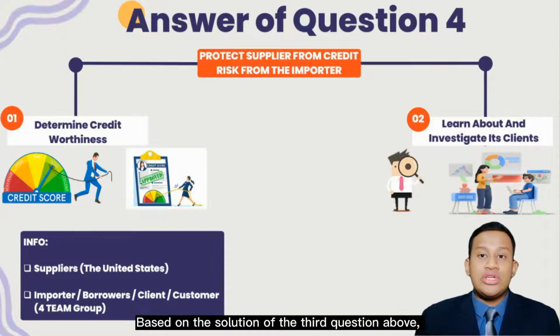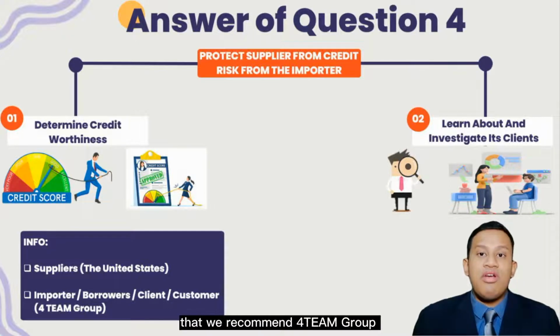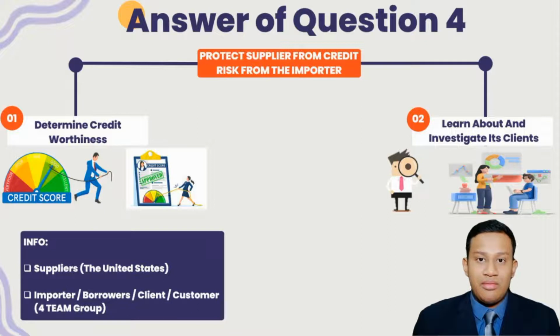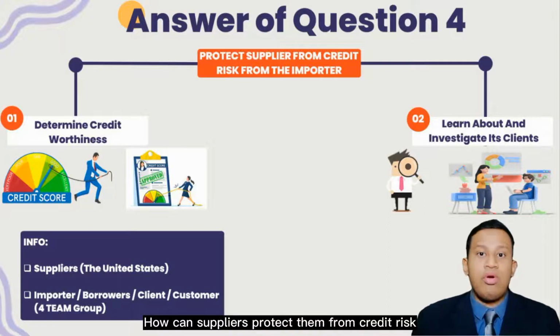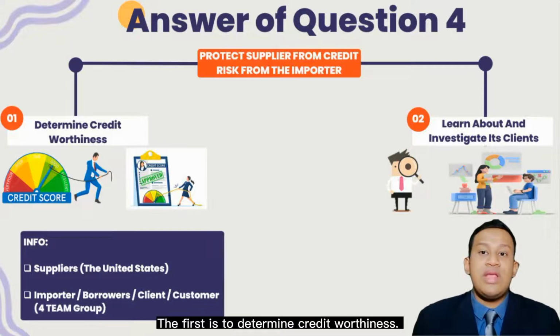Based on the solution of the third question above, we are of unanimous opinion that we recommend that 4 Team Group sign with a supplier from the United States. How can suppliers protect themselves from credit risk from the importer? The first is to determine creditworthiness.